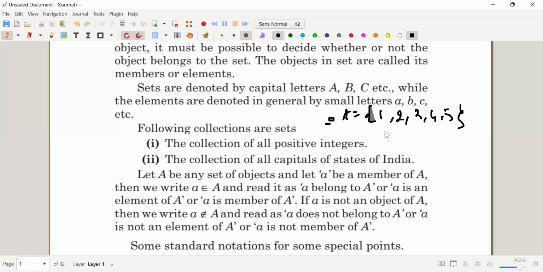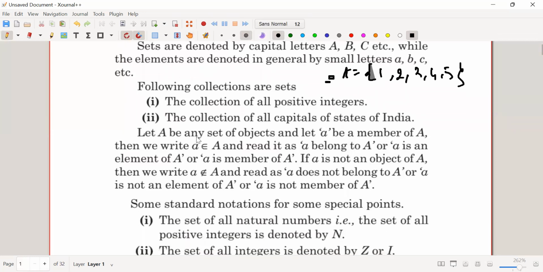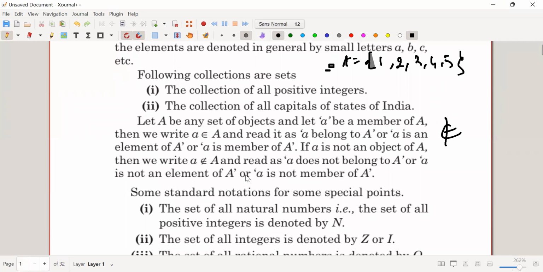Then let A be any set of objects and let a be a member of A. Then we write a ∈ A and read it as a belongs to A, or a is an element of A, or a is a member of A. If a is not an object of A, then we write it as a ∉ A and read it as a does not belong to A, or a is not an element of A, or a is not a member of A.